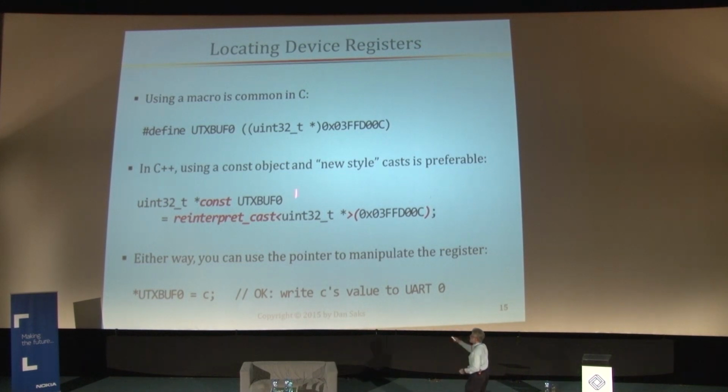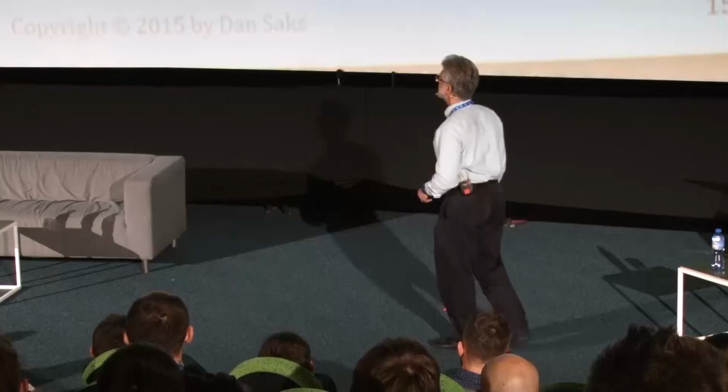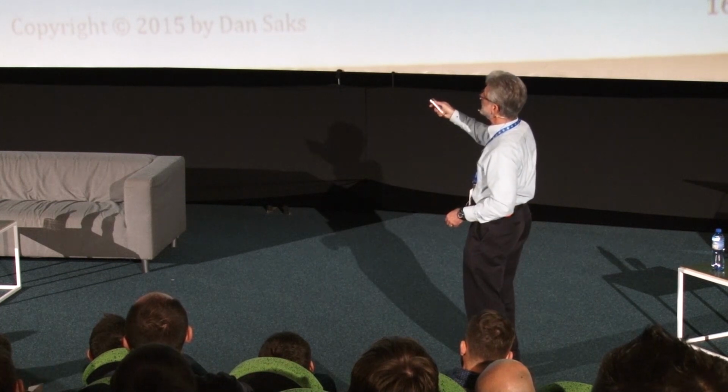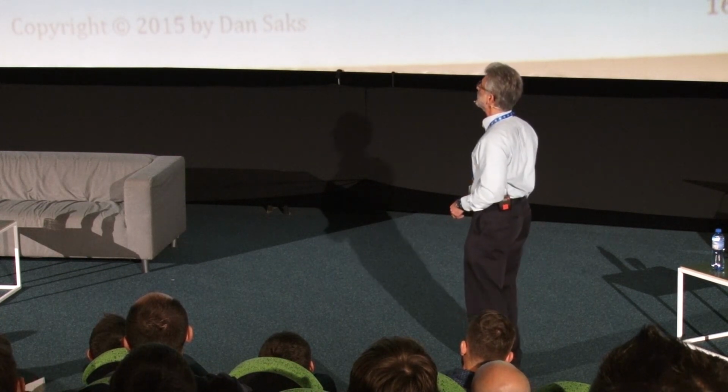But either way, whether you use the macro or whether you use the const object, this is the way you manipulate it. You just dereference the pointer as if it were pointing into memory, store something into it. You've just written something to a UART. Next. Now in C++, I kind of like this alternate notation, using a reference instead of a constant pointer.